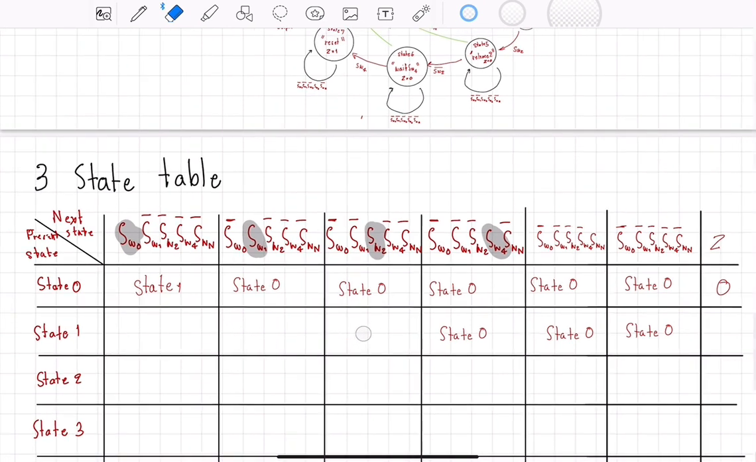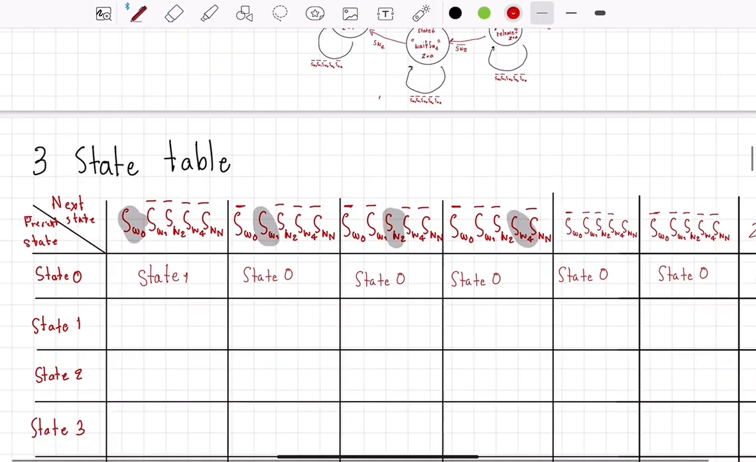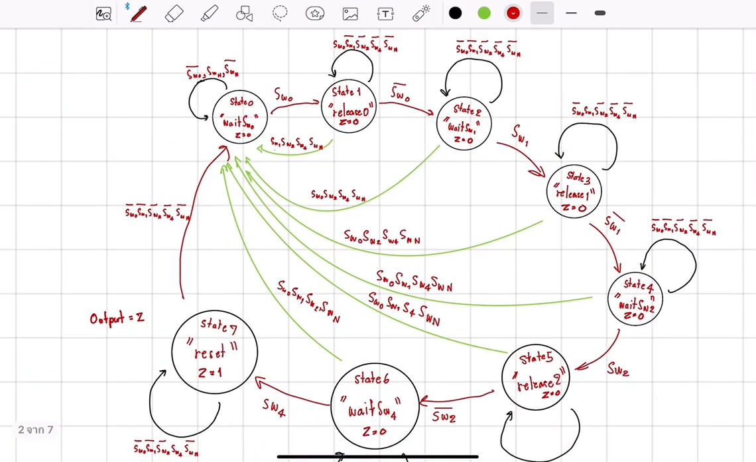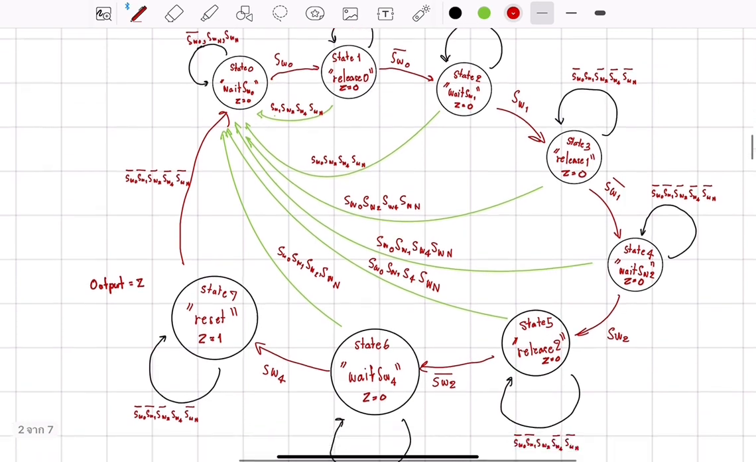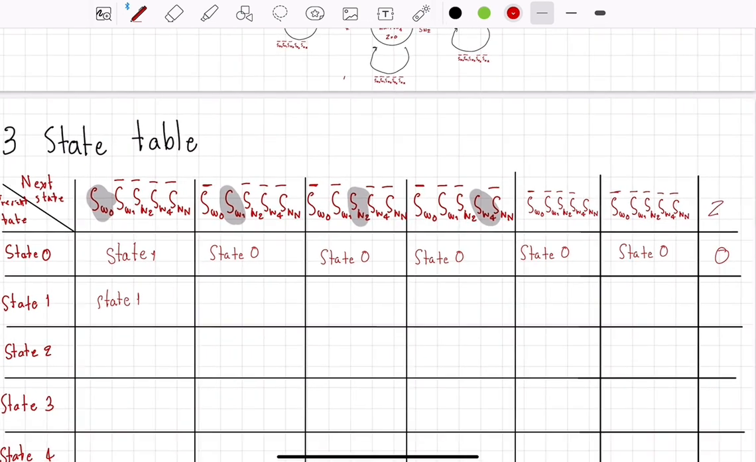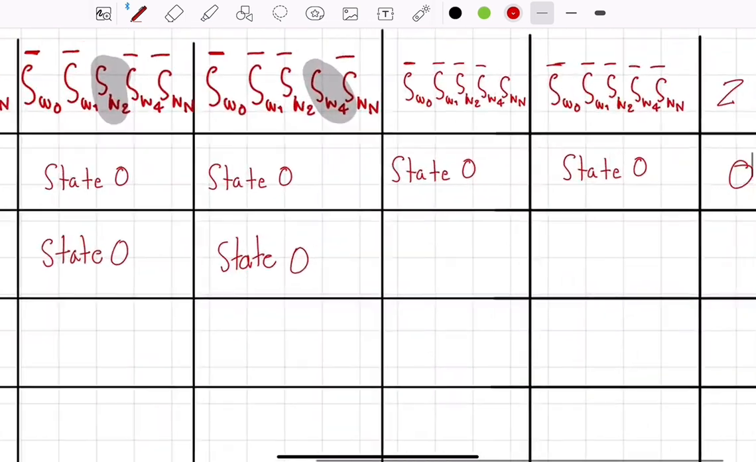Sorry. Again, okay, it's state 1. Looking at state 1: when it is switch 0, it means don't put 0. If I put switch 0, it means I stay working in state 1 again. If I put any switch that is not switch 0, I go to state 0. State 0. Okay, that's right.